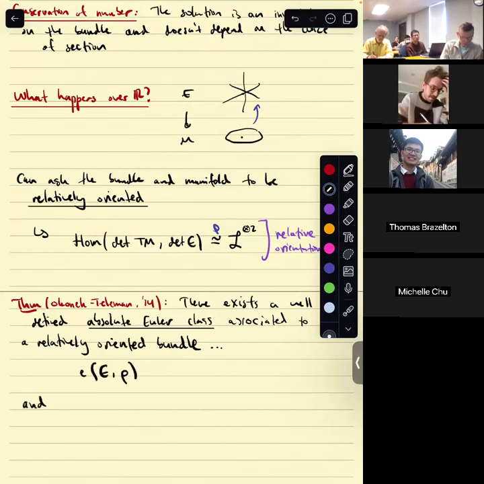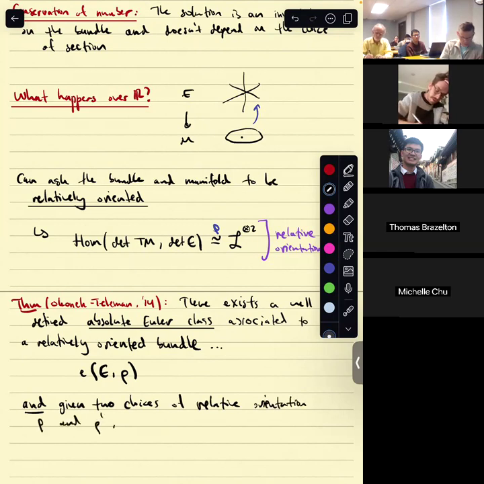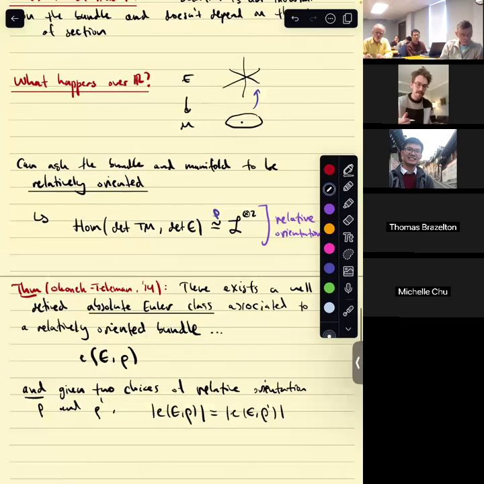Let me continue the statement of the theorem. And given two choices of relative orientation, say rho and rho prime, you could ask how they differ. And the answer is it can only ever affect your answer up to a sign. So this is one of the reasons it's called an absolute Euler class: the absolute value of the answer you're getting is independent.